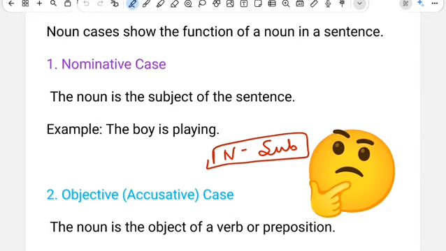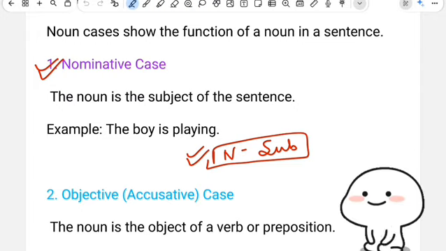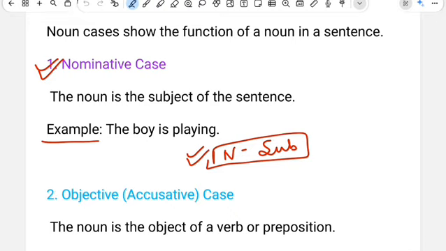Let's understand this first. When a noun is in the subject place, it is known as nominative case. Let's understand this example. The boy is playing. Who is playing? The boy. Here you got the answer of your subject. Most of the time the subject comes at the first position in the sentence and the object most probably comes at the end. There are some sentences where it may come at the end or starting, otherwise most probably the subject comes first.